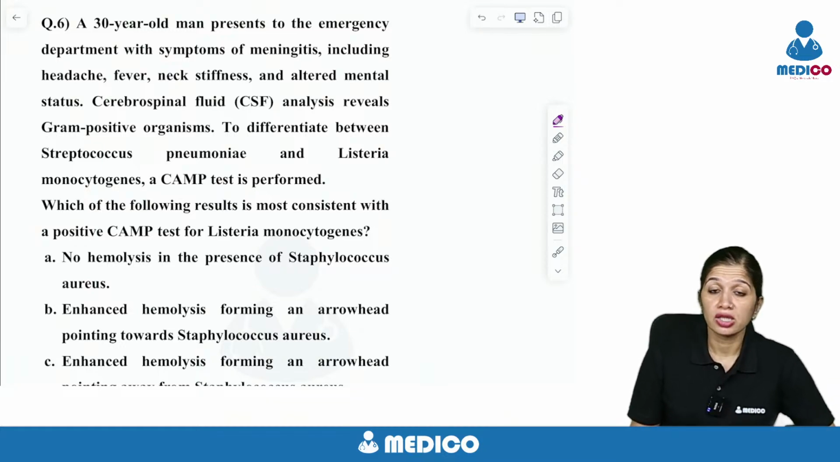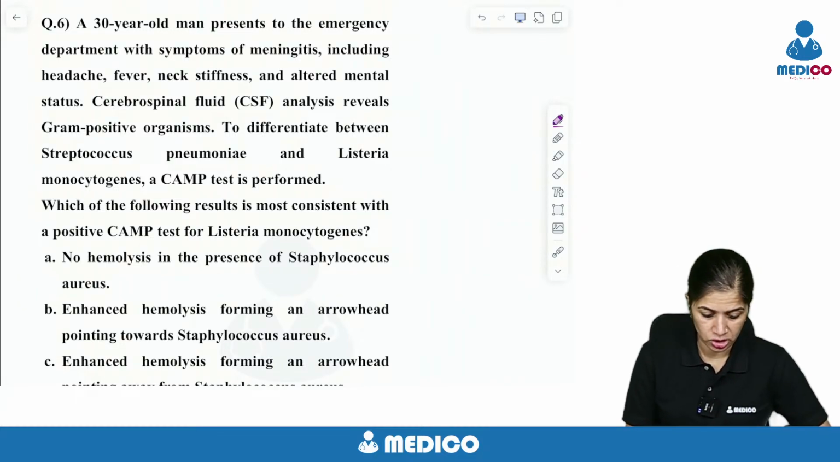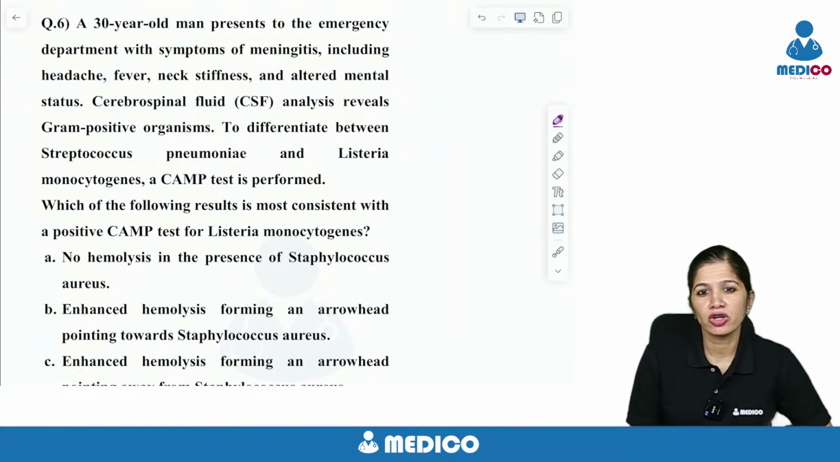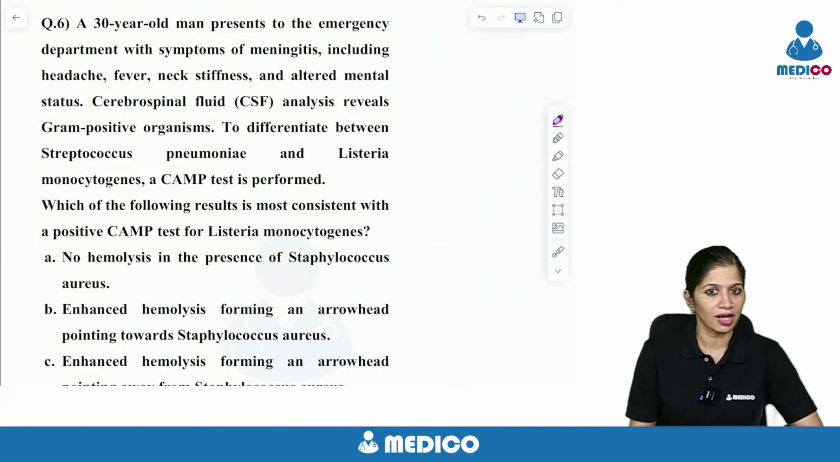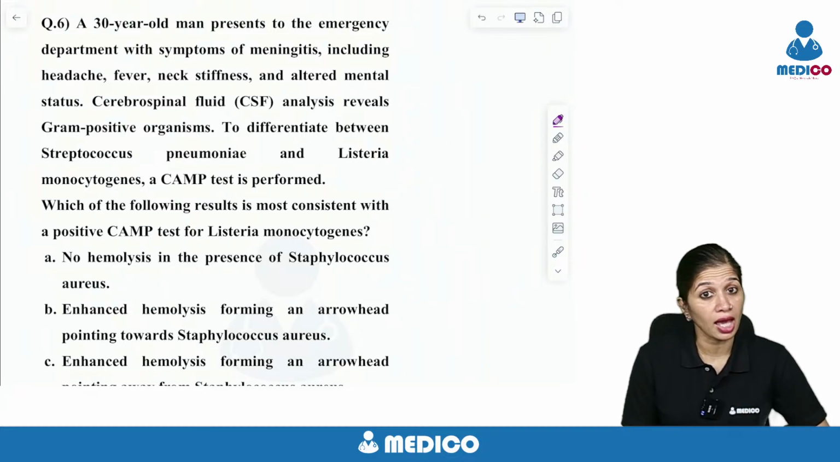So this is a 30-year-old man who has come with features suggestive of meningitis. Both pneumococci and Listeria can cause meningitis. And you can just make out that it is gram-positive. Apparently, they were not good enough in saying whether it was a gram-positive cocci or a gram-positive bacilli, right? So they went and did a CAMP. So what will be the CAMP of Listeria?